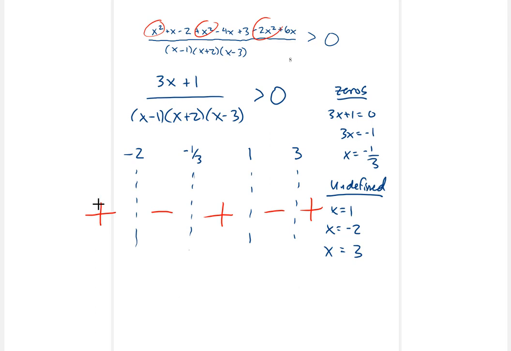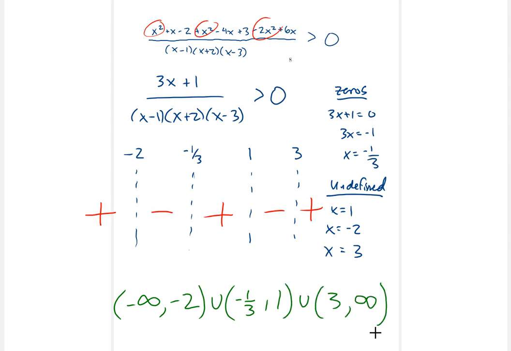So our solution here is we want from negative infinity up to negative 2. And we want from, let's see here, negative 1/3 up to 1. And we want from 3 up to infinity. All right.